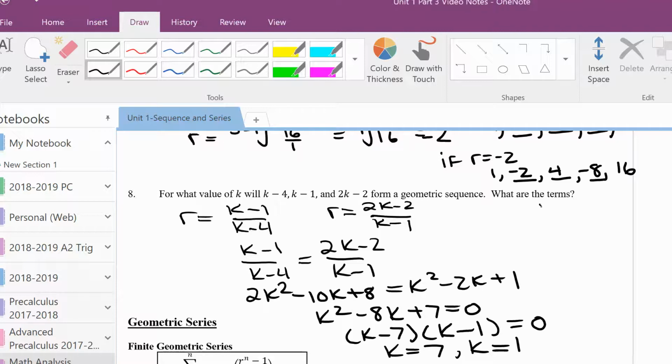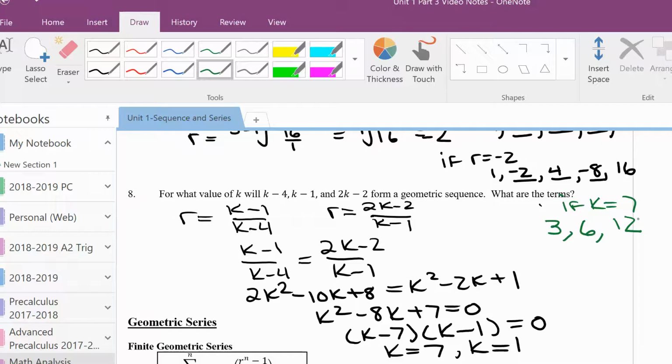So then, if k equals 7, the terms are 3, because 7 minus 4 is 3, 6, and 12. So the ratio would be 2.